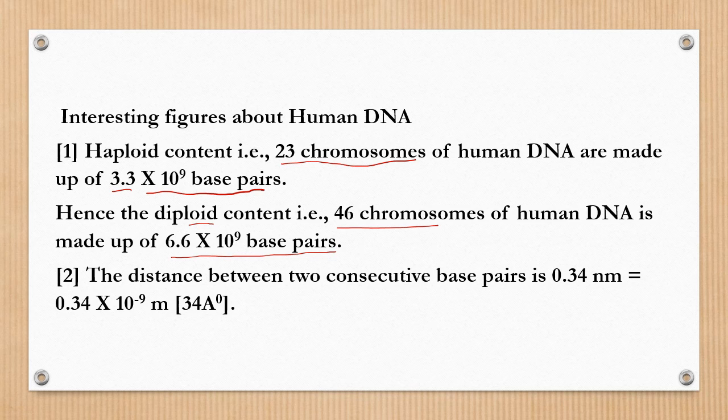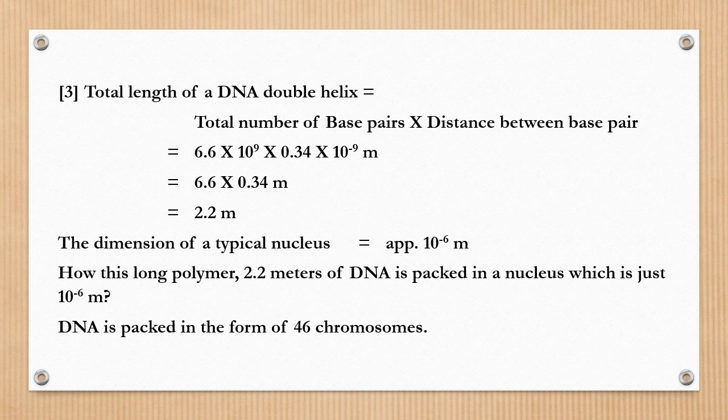The distance between two consecutive base pairs is 0.34 nanometers, that is equal to 0.34 into 10 to the power of minus 9 meters or 34 angstrom units. Based on the number of base pairs or nucleotides, as we discussed in the previous video, the length of the DNA depends on the number of base pairs.